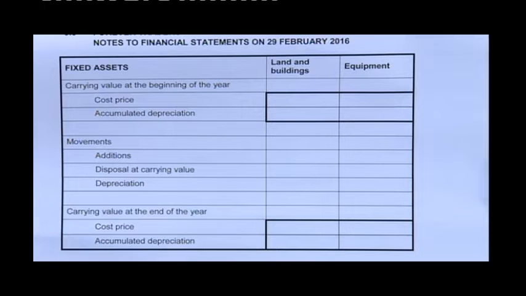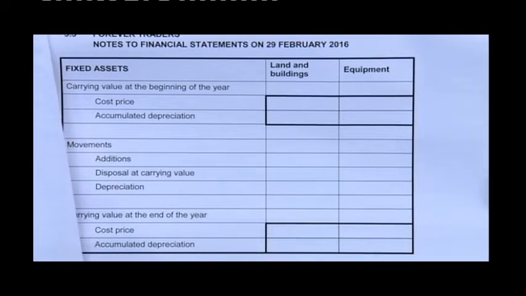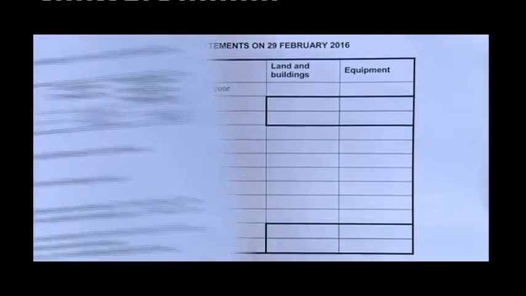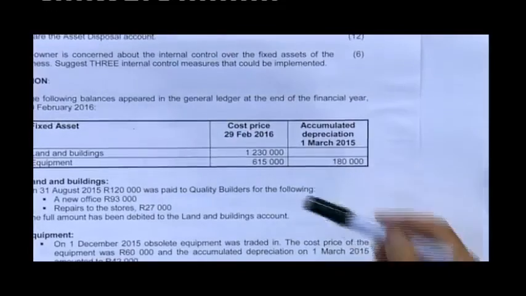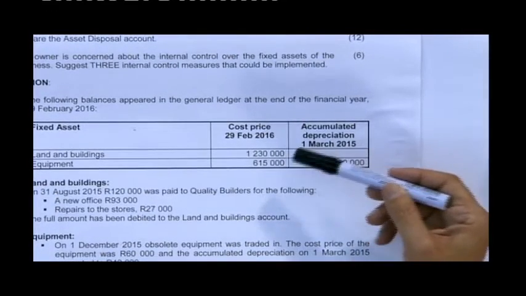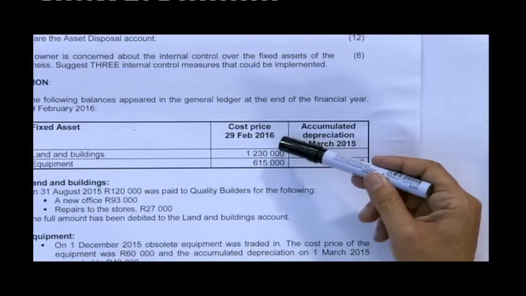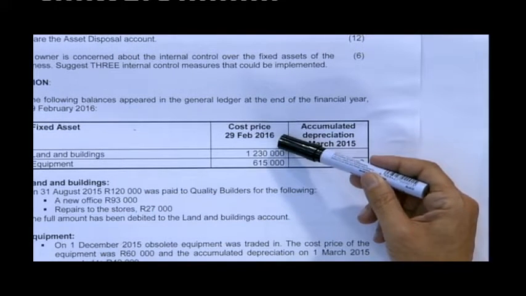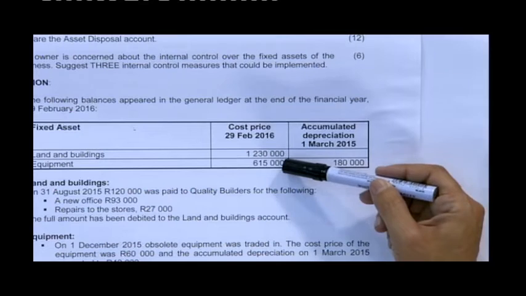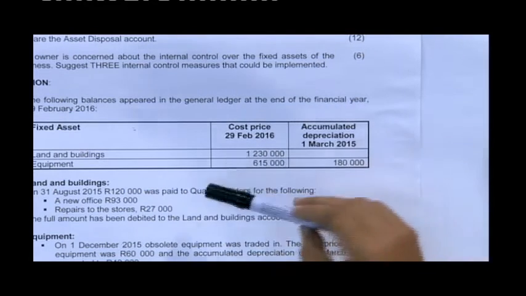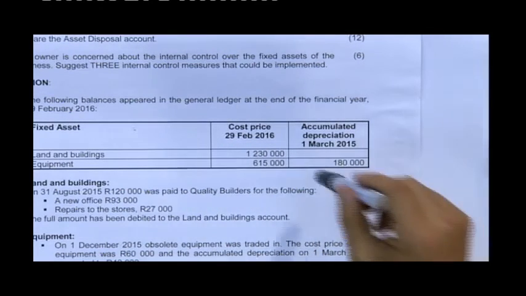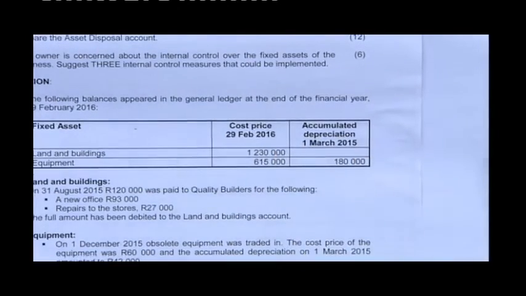Okay, so for land and buildings, they are giving us a total at the end of the year, where it says the cost price of the land and buildings at the end of the year is 1,230,000. Right? And the equipment is 615,000. But let's just discard the equipment. Let's just deal with the land and buildings first.